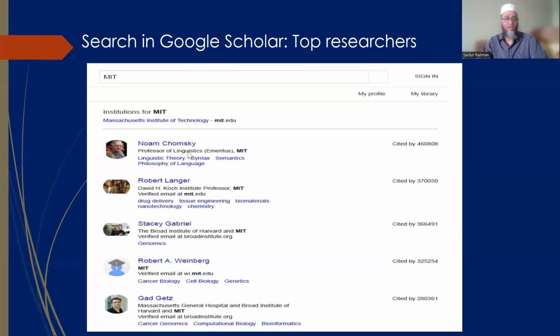So this Noam Chomsky, I think he's a very well-known scientist in his area of expertise. You see the 460,000 and more citations, huge citations he has. So this is one approach to identify. And also you can identify his research area. What is his research area? Linguistic theory, syntax, semantics. These are the research areas, meaning that these are important research areas.